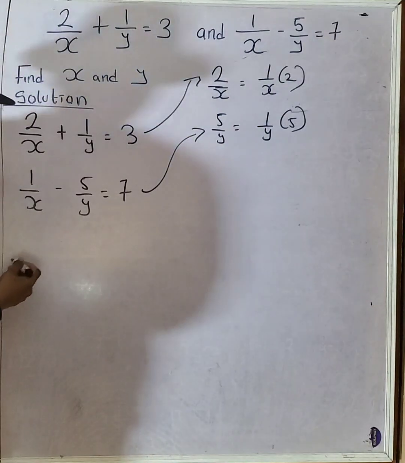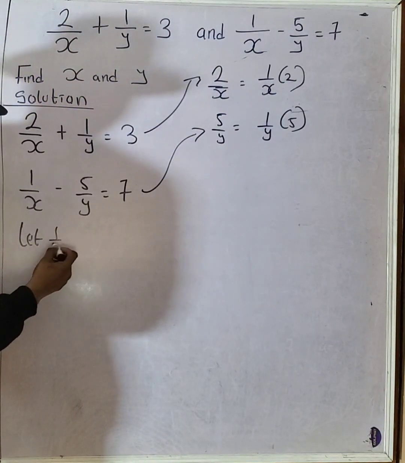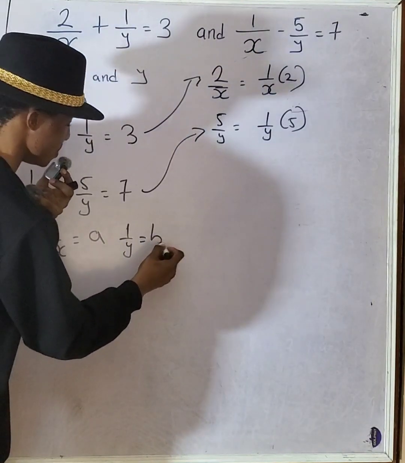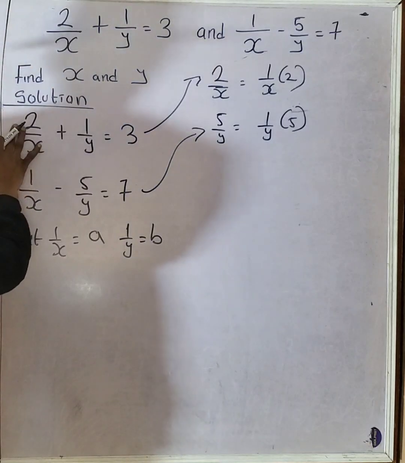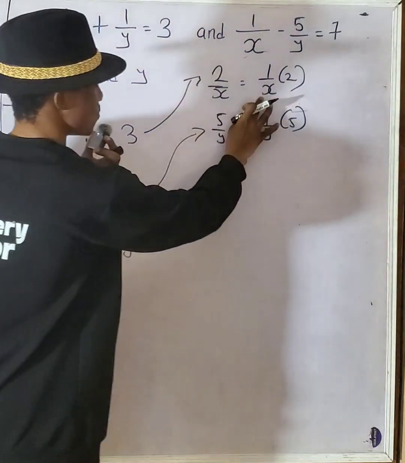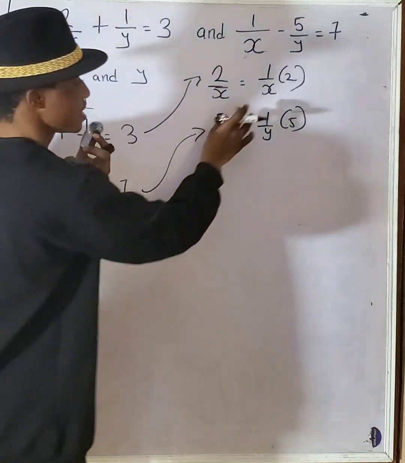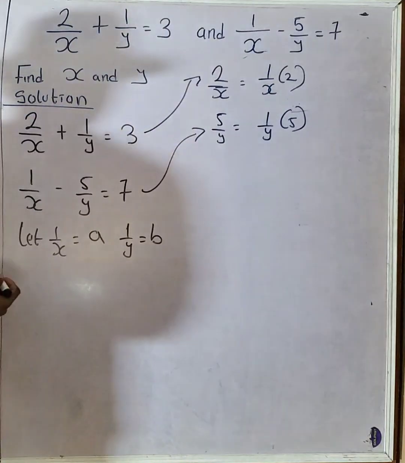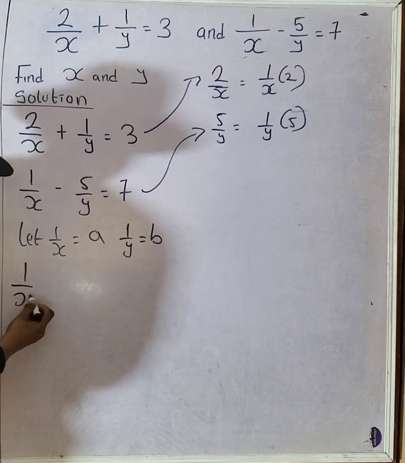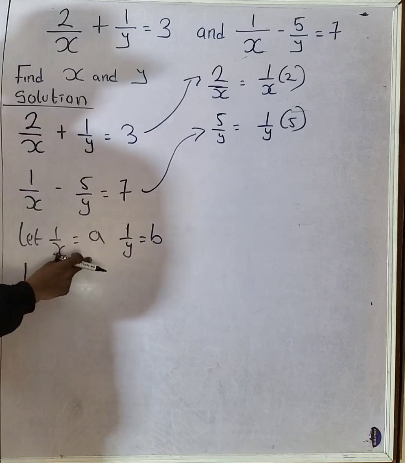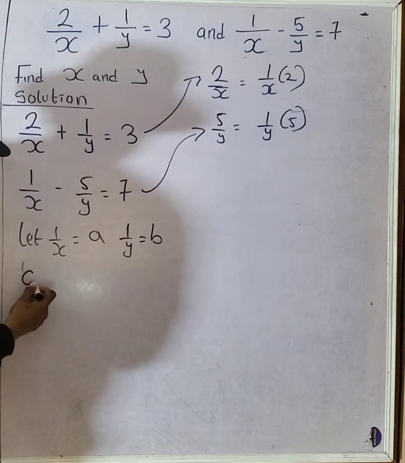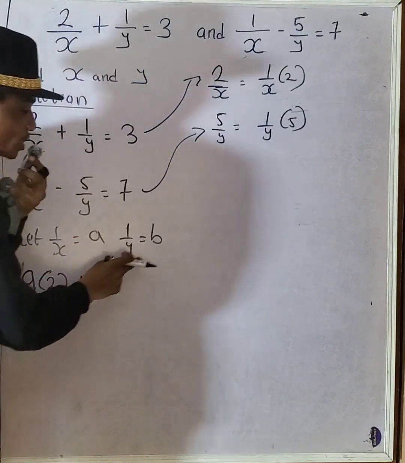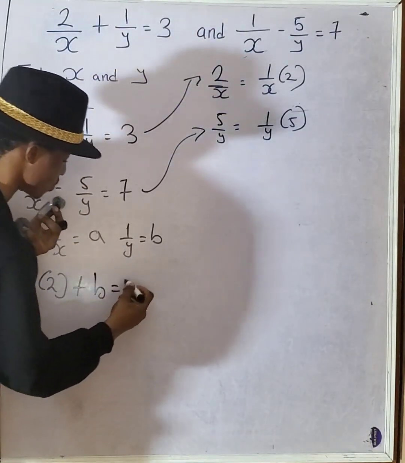So the first step is that I'm going to say let 1 over x equal a and let 1 over y equal b. Do you understand? Since I know that 2 over x is 1 over x multiplied by 2, because if you take the product, 1 over x times 2 is still the same thing as 2 over x. Are you getting it? So instead of 1 over x now, I'm going to replace that as a. So I'm going to have a multiplied by 2, plus 1 over y. Don't forget, 1 over y is what? b. So I'm going to have plus b equals 3, okay?